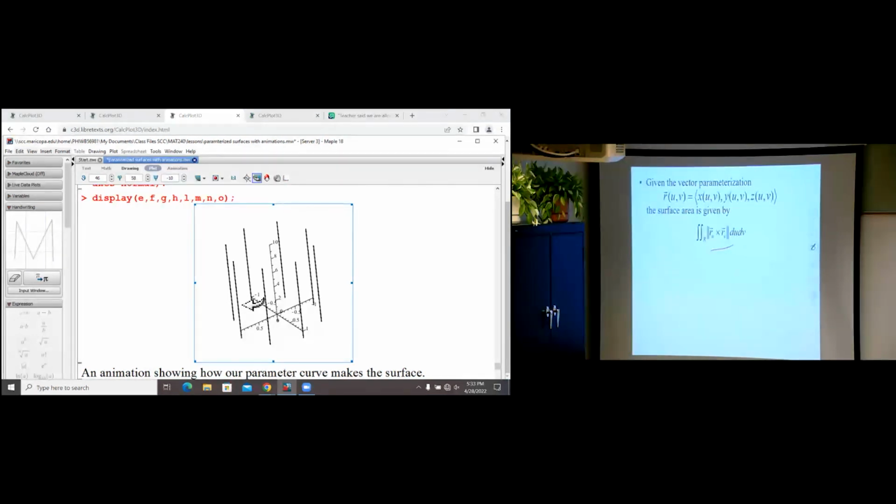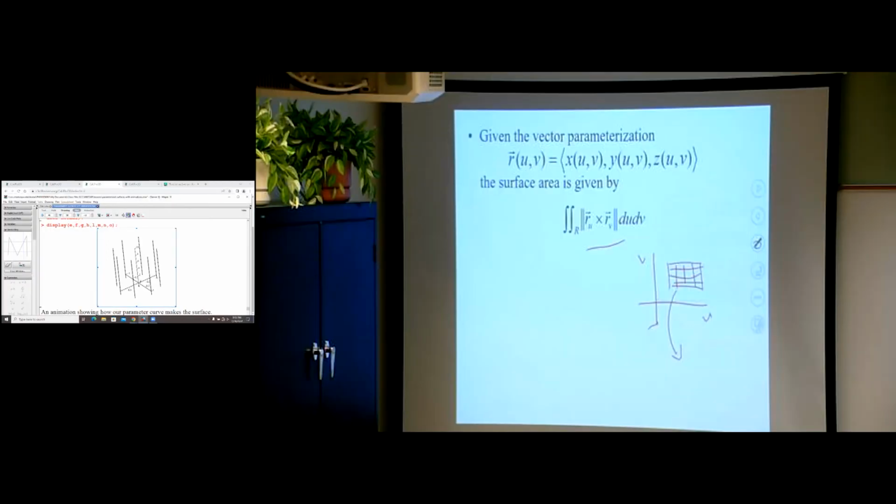So what's happening is, we've got our UV space, and it's broken up into a bunch of rectangles, but R, doesn't look like an R, but R takes this and maps it onto our surface. And so if you remember, we break that surface up into a bunch of parallelograms, and each area of a parallelogram comes from the magnitude of the cross product. The double integral sums them all up.